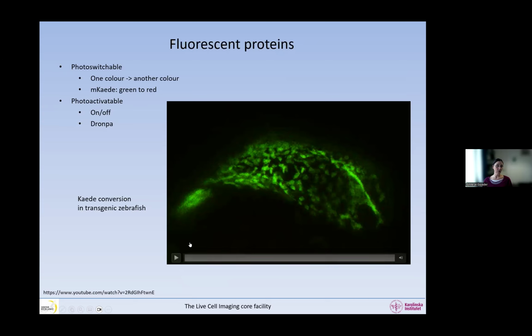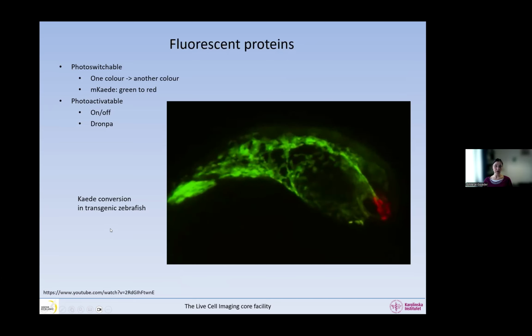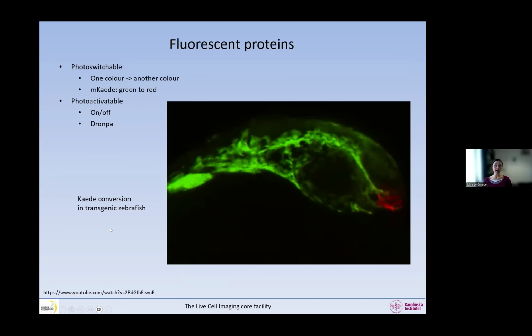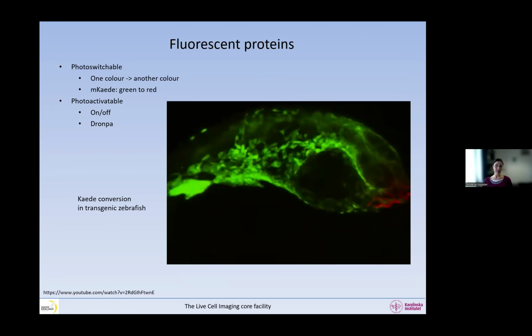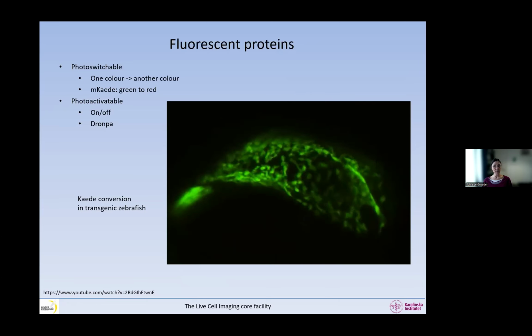This is an example of Kaede in the zebrafish, and it's transgenic, so the whole fish expresses Kaede and it's green. But if we shine some light on the nose here, these molecules will become red, and then we can follow the cells that have been exposed to light throughout the development of this fish. So here we turn Kaede to red, and now the cells are moving around in the fish, and we can follow the cells that were exposed to light. Very useful tricks with fluorescent proteins.